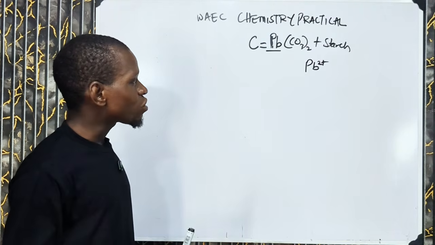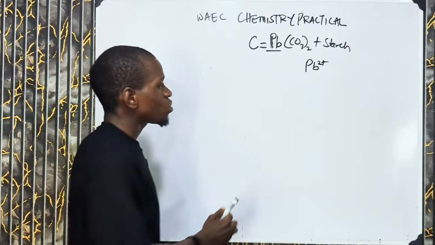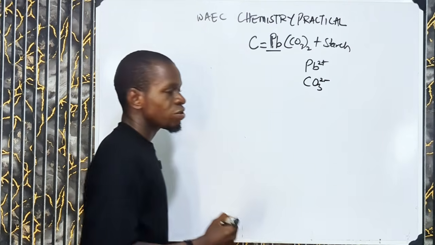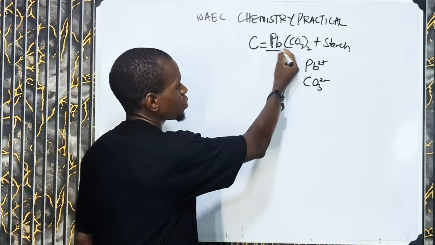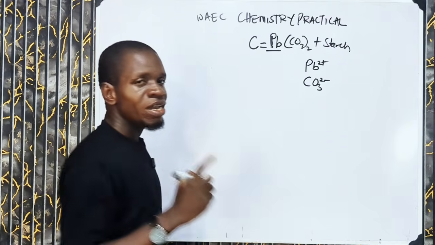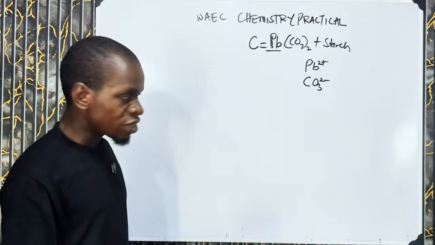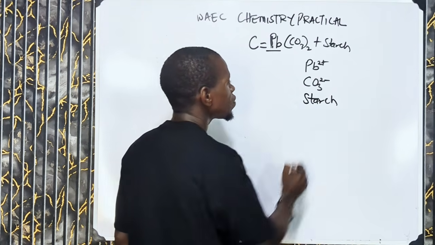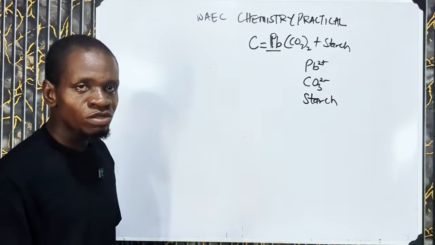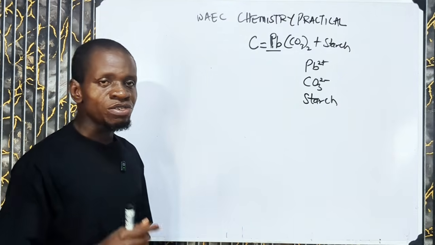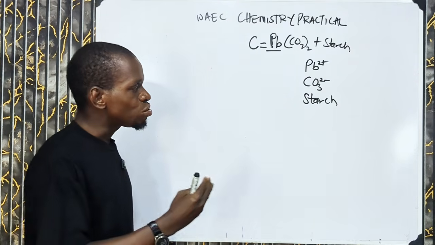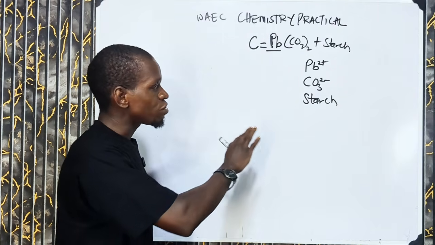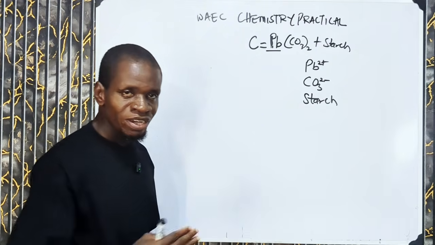Then another ion we're going to talk about is the carbonate ion, CO3 2-. This is the second ion. So we have the first one, lead ion, then carbonate ion. And another thing they are trying to test in this practical is what we call test for starch. So these are the three major things that they want to test in this practical. If whatever you are writing does not focus on these three things, you are writing out of point.